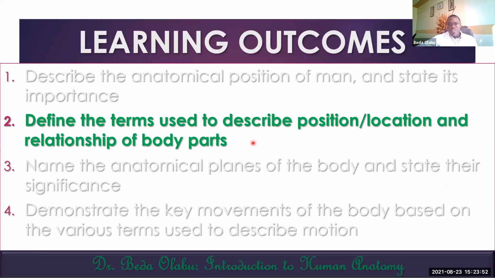Our second objective is to define the terms that we use when we describe position or location of different structures. Now these are the terms that we use to describe position and location. And when we compare them with others, then that will be relationship, how these organs are related to others. Remember again, we do this in the assumption that the person is in the anatomical position.